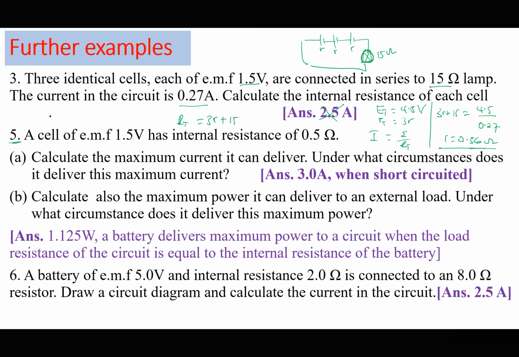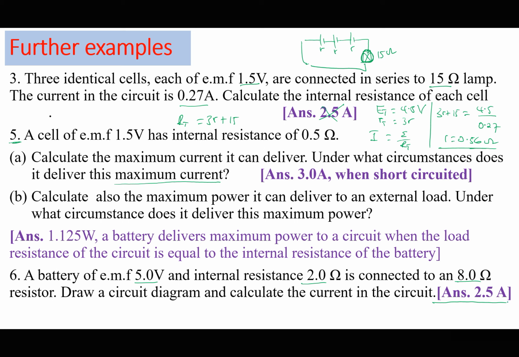Calculate the maximum current it can deliver. Under what circumstance does it deliver maximum current? Of course, we said a battery delivers maximum current when it is short-circuited, in other words, when the external resistance is equal to 0. Calculate also the maximum power it can deliver to an external load. We said the maximum power is delivered when the internal resistance equals the load resistance. A battery of EMF 5 volts and internal resistance 2 ohms is connected to an 8 ohm resistor. Draw a circuit diagram and calculate the current in the circuit.